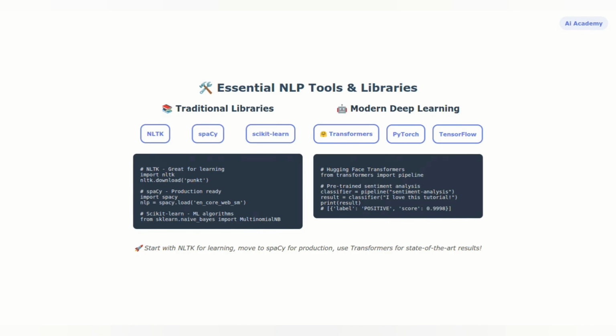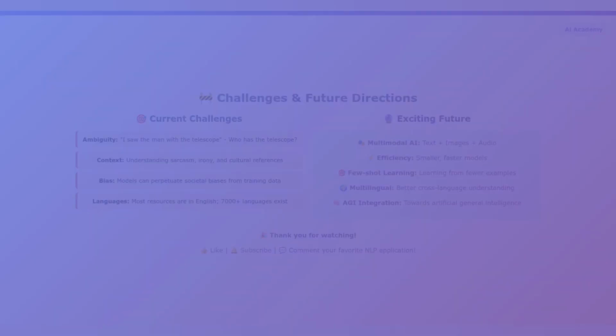Scikit-learn provides classical machine learning algorithms that work well for many NLP tasks. For deep learning, you have Transformers by Hugging Face, which gives you access to state-of-the-art pre-trained models. TensorFlow and PyTorch are the main deep learning frameworks. These tools make it incredibly easy to get started with NLP, even without deep technical knowledge.